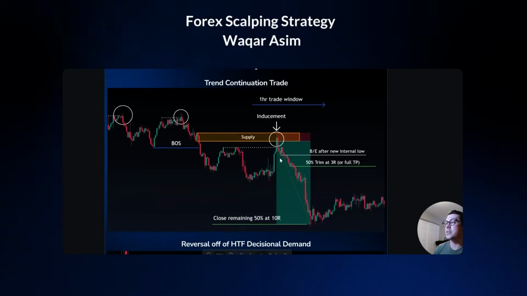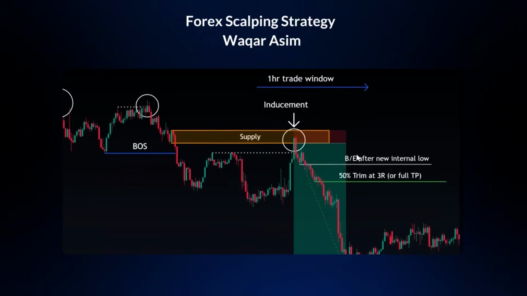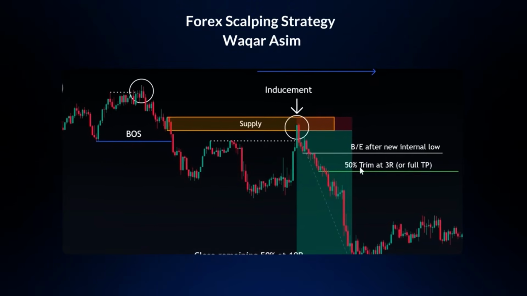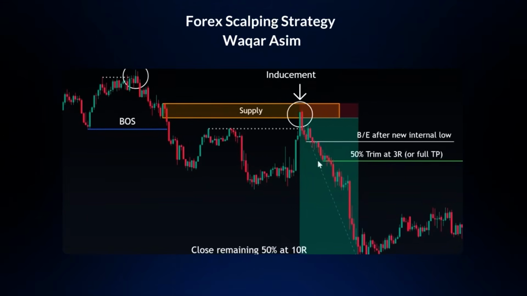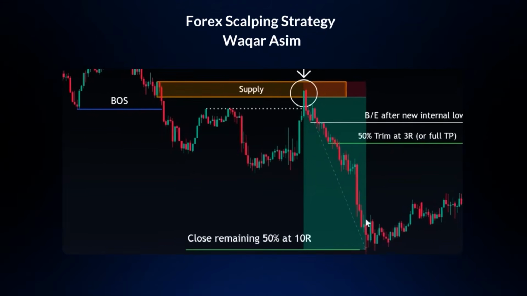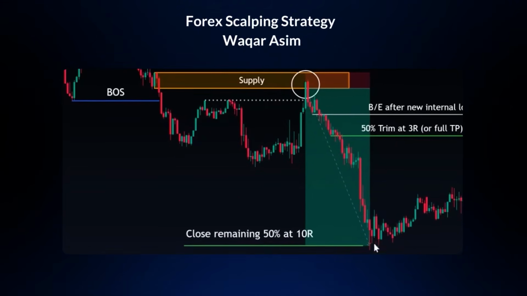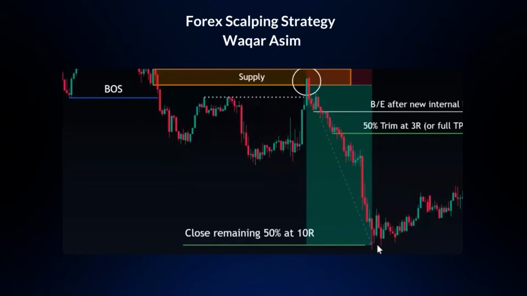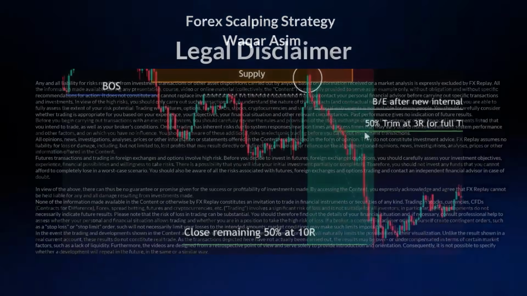And the trade manager is basically once we had a new internal low on break even, we trim 50% at 3R at this point, right about here. And then in this case, we were able to hold runners to catch a full second TP at 10R to realize 6.5R on this specific example.